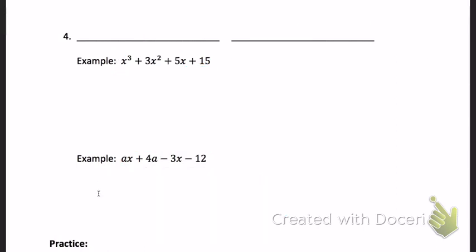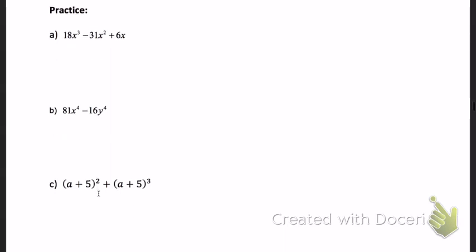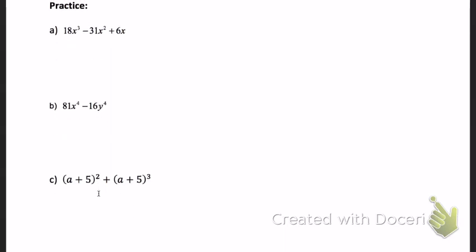Okay, so let's look at some practice. Here's A. It's 3 terms. So what should I do first? Take out my GCF. I'm left with 18x squared minus 31x plus 6. So then I'm going to do my 2 parentheses.